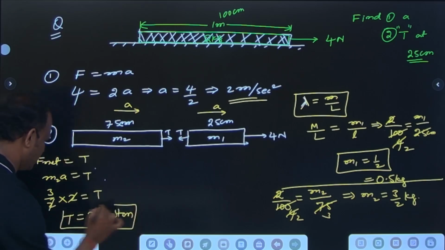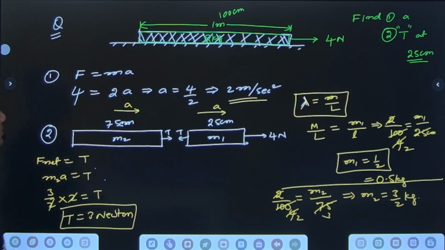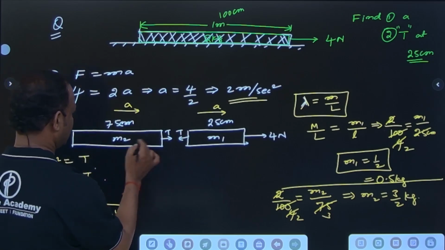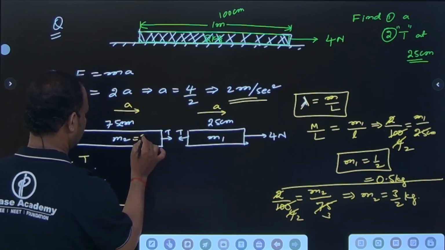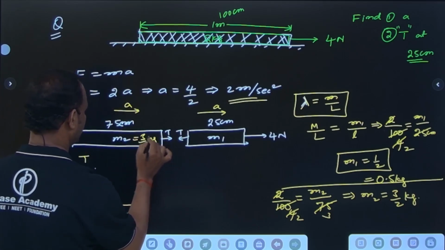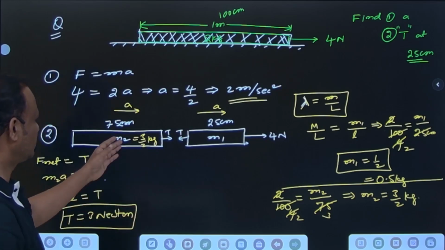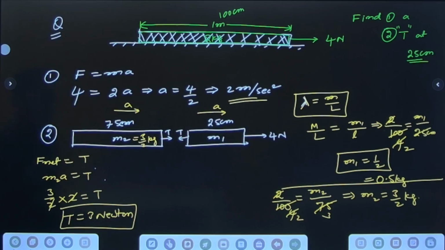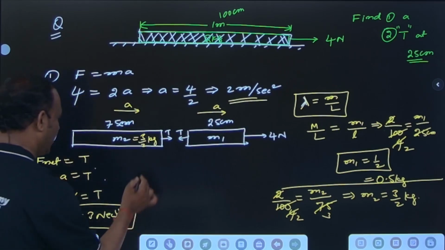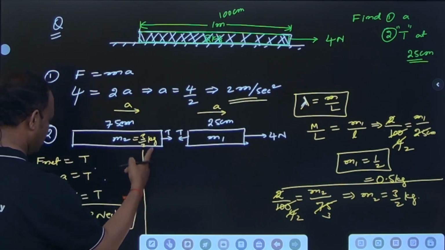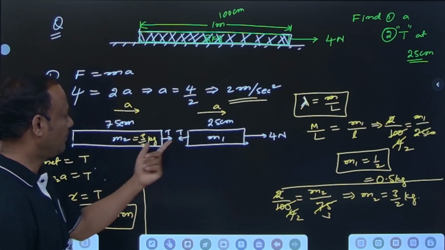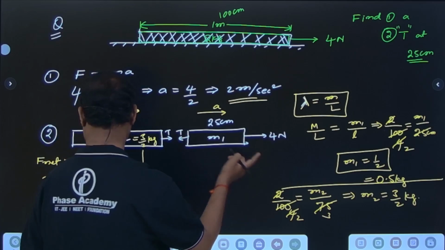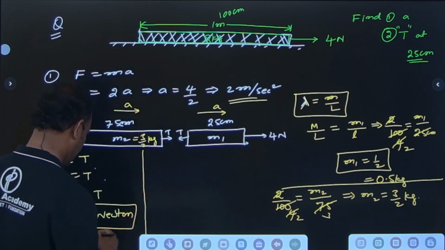It's a 3 Newton. Okay, so this is the first one. The mass given here is 3 by 2 kg. M into A means 3 by 2 into 2, the 2 cancels. It's a 3 Newton tension. That's it. If you want to use the other part also, we can use it. F net is equal to 4 minus T. This is my answer.